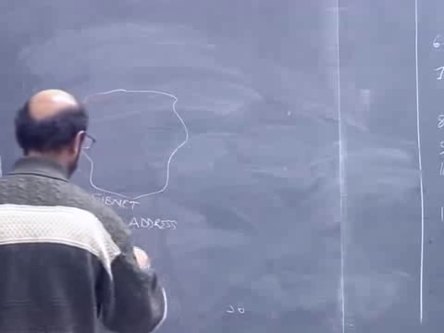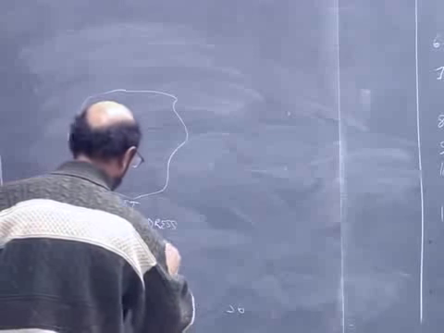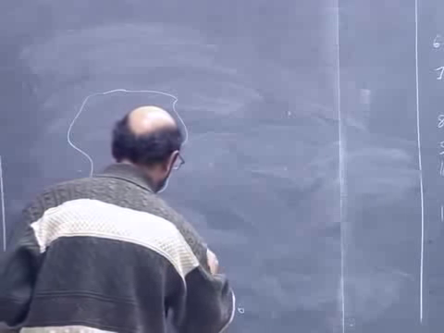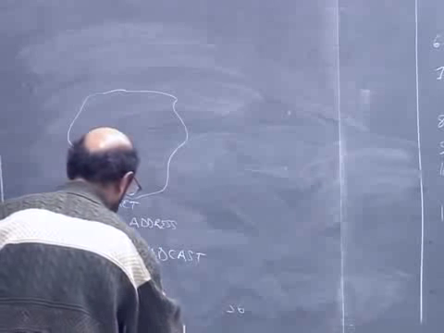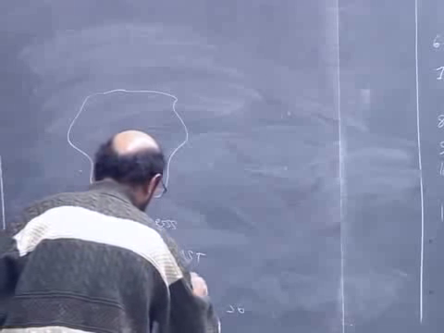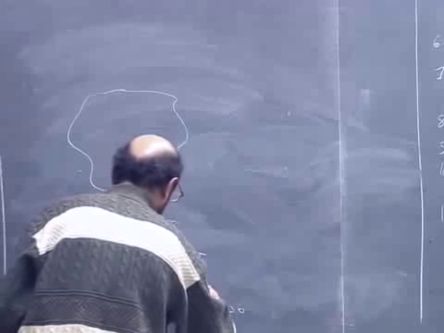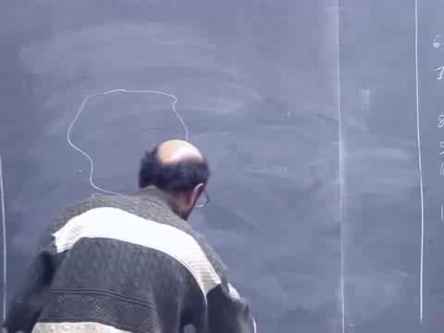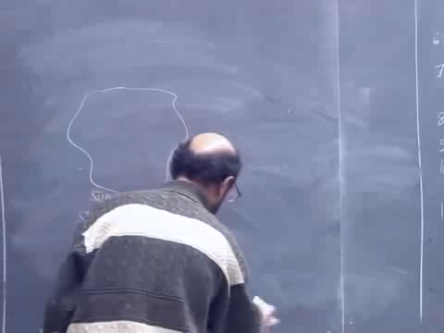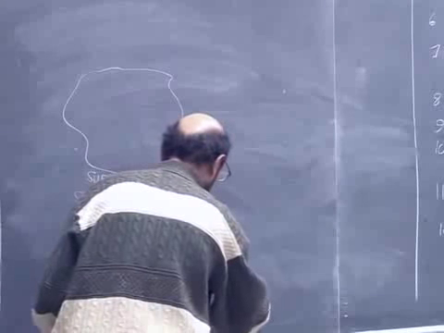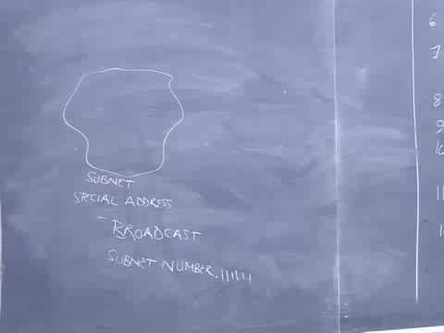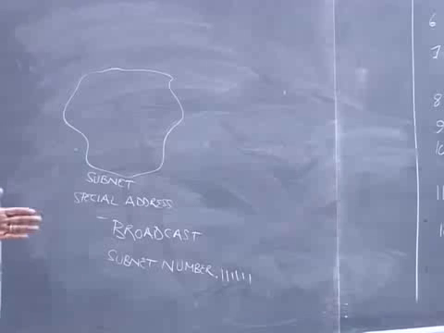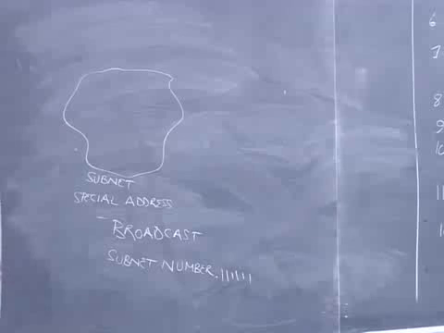It's called the broadcast address. The broadcast address is typically the subnet number followed by all ones, however many it takes to fill it out. So if I have a /something, and I fill it out with all ones after that, that's a broadcast address. That means, okay, broadcast it.